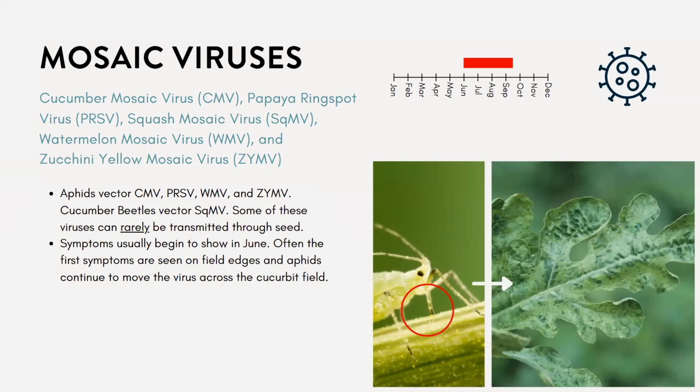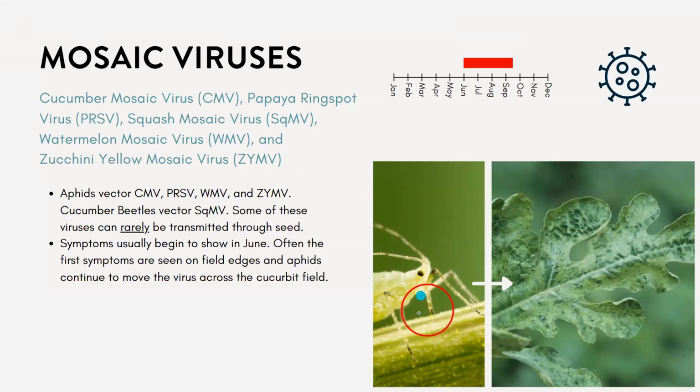In our cucurbits, there are several different viruses we can get: cucumber mosaic virus, papaya ring spot, squash mosaic, watermelon mosaic, and zucchini yellow mosaic. In Utah, I've most frequently tested for watermelon mosaic virus. And last year, I actually tested a few plants for the cucumber mosaic virus. Aphids are a vector for all of these viruses, with the exception of squash mosaic virus, which is vectored by the cucumber beetle. And sometimes, but really rarely, these viruses can be transmitted through seeds.